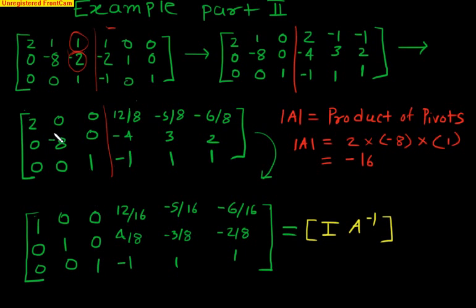For that, I will divide row 1 by 2, then row 2 by minus 8, and row 3 we don't need to divide because we already have 1. Then we will get the left hand side as an identity matrix, and finally the right hand side as A inverse. Like this, we have to find A inverse. This is the Gauss-Jordan method.